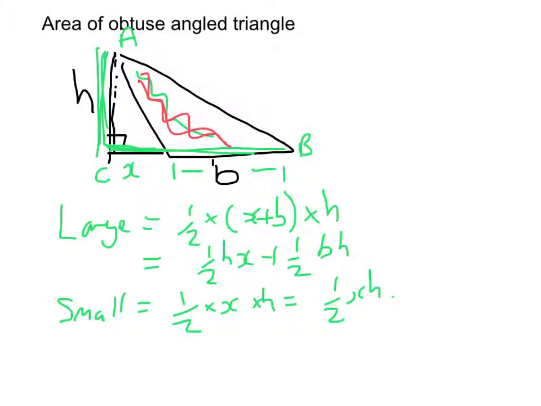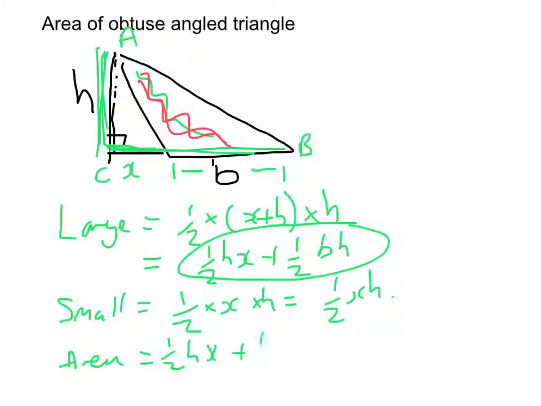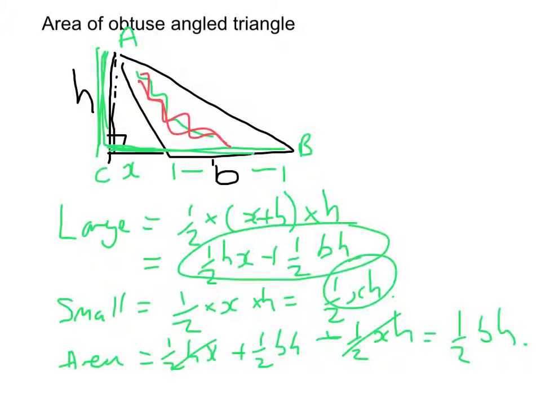So you can see subtracting these two things gives us a half HX, the big one, plus a half BH, minus the smaller one, which is this one here, a half XH. And you can see we've got a half XH take away a half XH, so the area we're left with is a half times the base times the height. So the formula works again for an obtuse angle triangle. It's still the formula for a triangle: a half the base times the height.